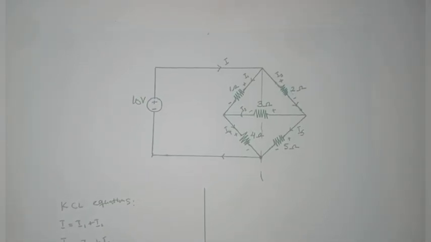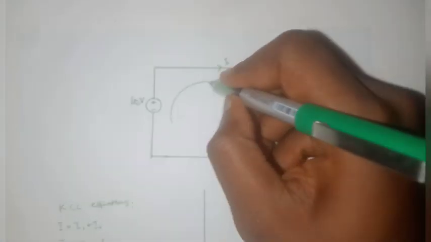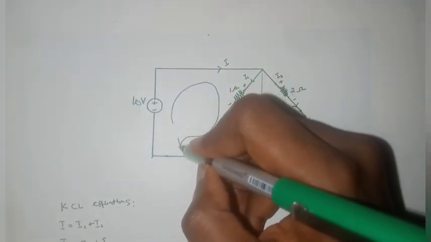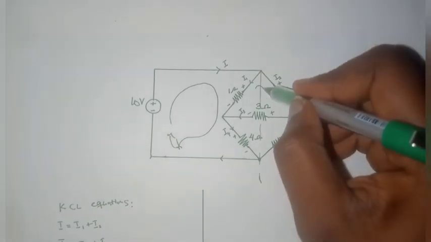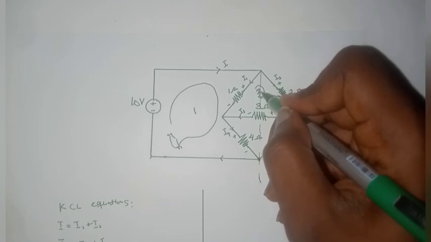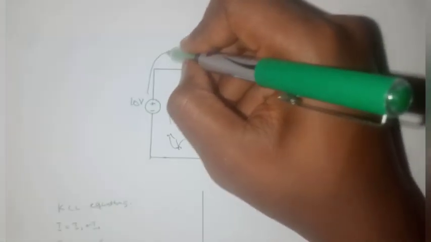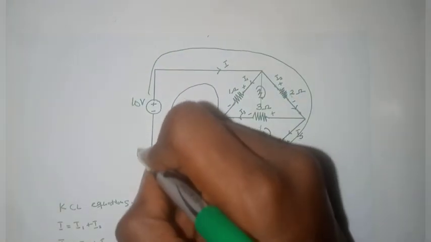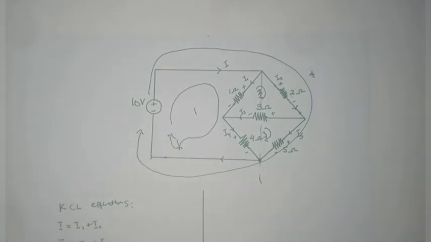Now, in this circuit, we have 4 loops. This would be the first loop. This would be our second loop. So let's call this loop 1, loop 2. Let's call this our third loop, loop 3. Then we have another loop out here. That will be loop 4. Then we can write KVL equations in each of the loops.